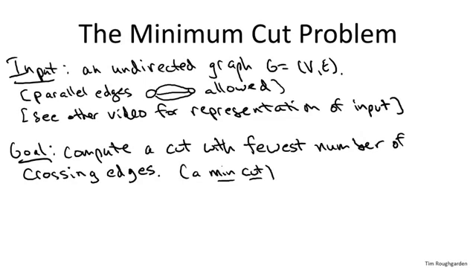Now, I do sort of assume you've watched the other video on how graphs are actually represented, although that's not going to play a major role in the description of this particular algorithm. And again, the goal is to compute the cut. A cut is a partition of the graph vertices into two groups, A and B. The number of edges crossing the cut is simply those that have one endpoint on each side. And amongst all of the exponentially many possible cuts, we want to identify one that has the fewest number of crossing edges, or a min cut.